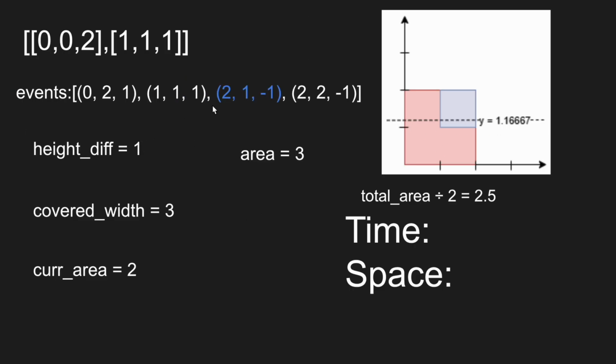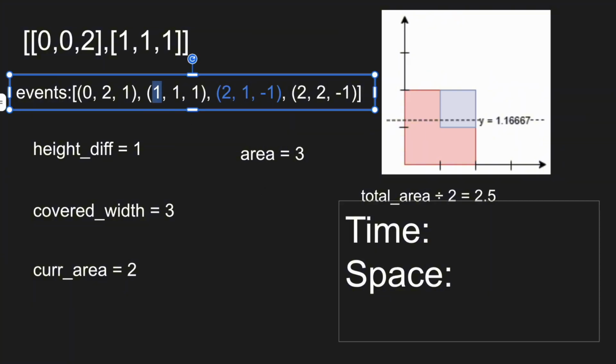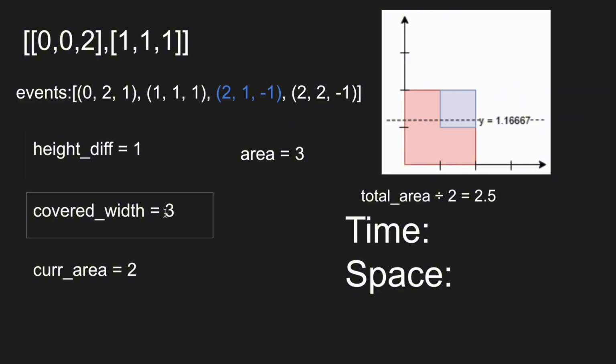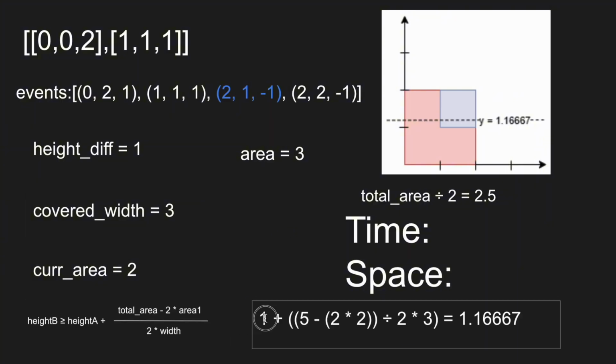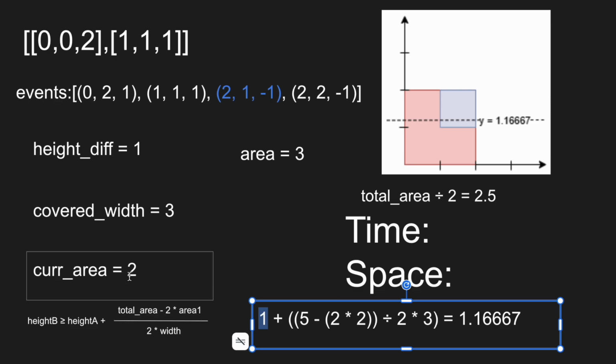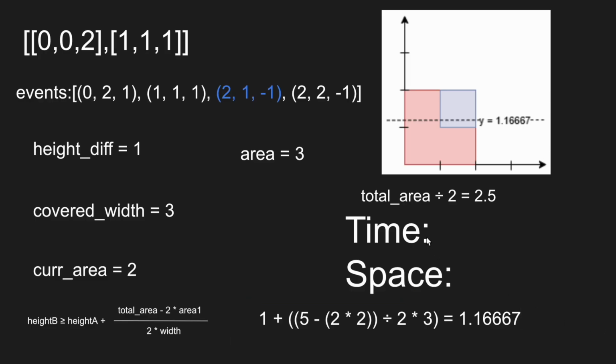Now the height difference is still 1 because 2 minus 1 is 1. Now if we see the height difference multiplied by covered width, it will have an area of 3. So if we add 3 to the current area, it would be greater than 2.5. So now we can plug in the formula that we derived earlier. So 1 plus 5, the total area, minus 2 times 2, which is area 1, divided by 2 times 3, which is the width, and then that will give us 1.16667 as our result, and we can return that.